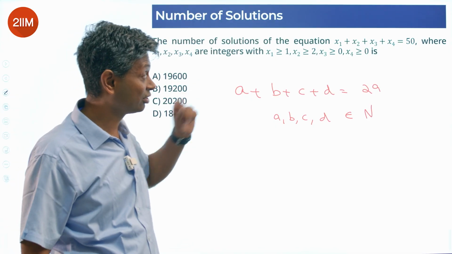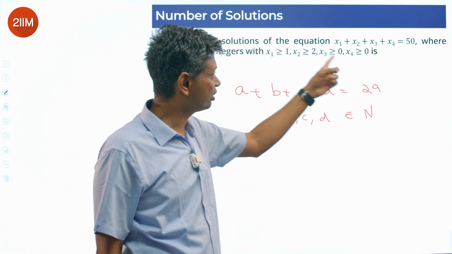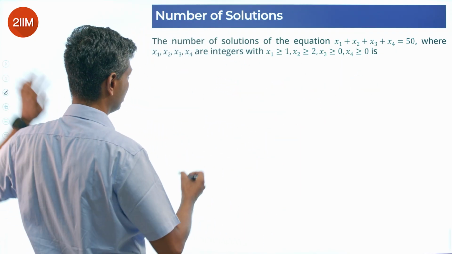Here they are not integers. They are not natural numbers. And so they are all integers with different conditions sitting here. It's a little bit of a pain. So what do we do? Hey, say nice, interesting.